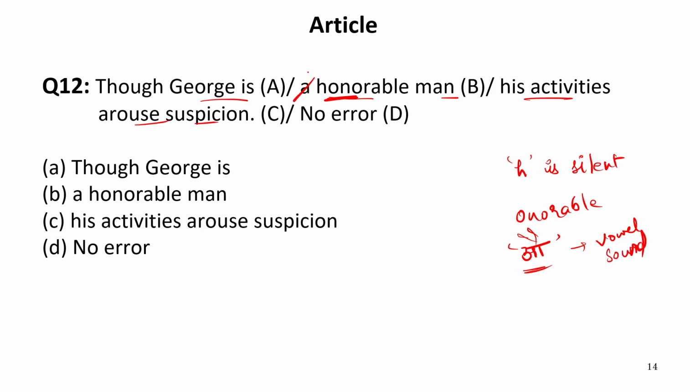So "a" should be replaced with "an", because if any word begins with a vowel sound, we use "an" before it. And if a word begins with a consonant sound, we use "a" before it. So this will be: though George is an honorable man, his activities arouse suspicion. Therefore, the error is in part B, because this "a" should be replaced with "an". So our answer is B. Now let us move to the next one.